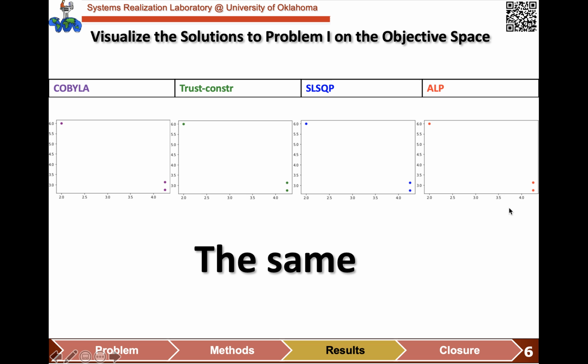And we visualize the solutions using a 2-dimensional objective space. The horizontal axis is the value of the first objective, and the vertical one is the second. We want to maximize both of the objectives, so we want the solution point to be here in the upper right corner. And we can observe that they are all the same for this simple problem.